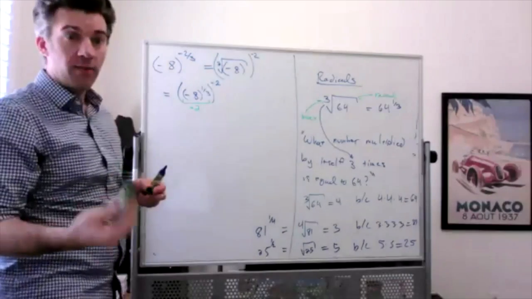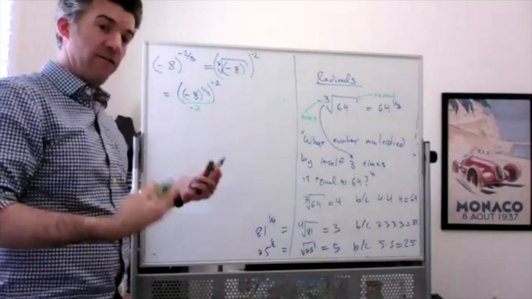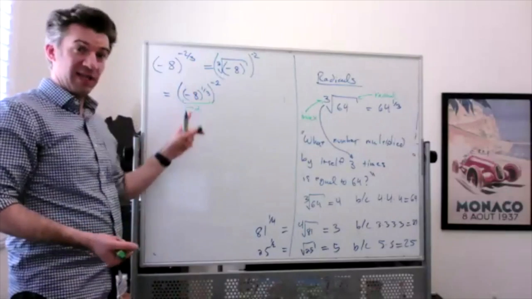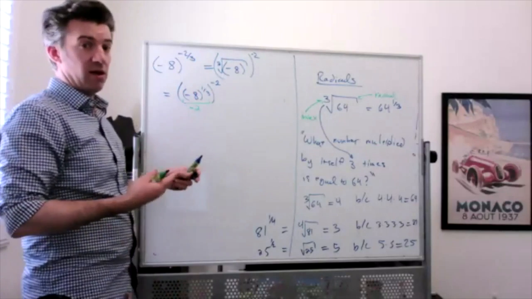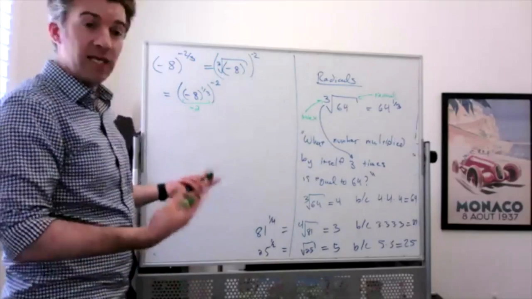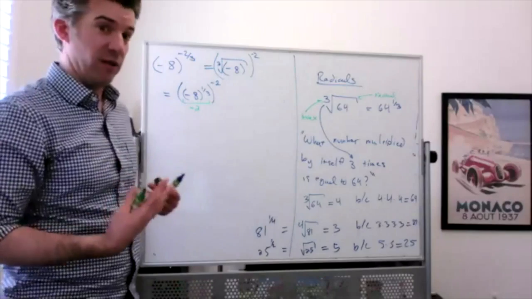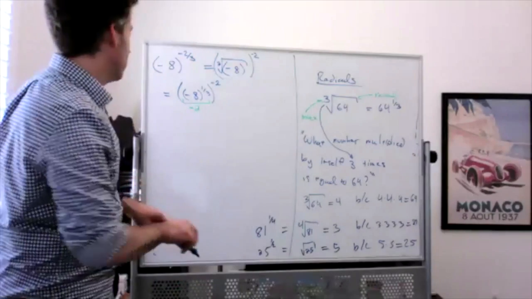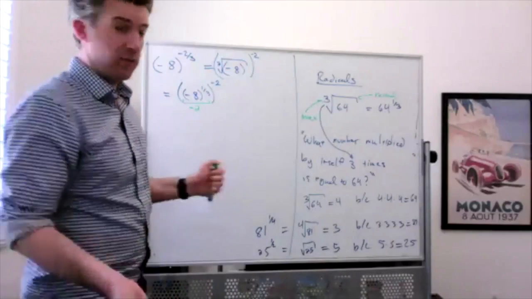So for odd roots, like a cube root or a 5th root or a 7th root, if you take an odd root of a negative number, you get a negative answer. If you take an odd root of a positive number, you get a positive answer. And for even roots, we can't take even roots of negative numbers and get real results, I mean, sorry. So we can only take even roots of positive numbers.